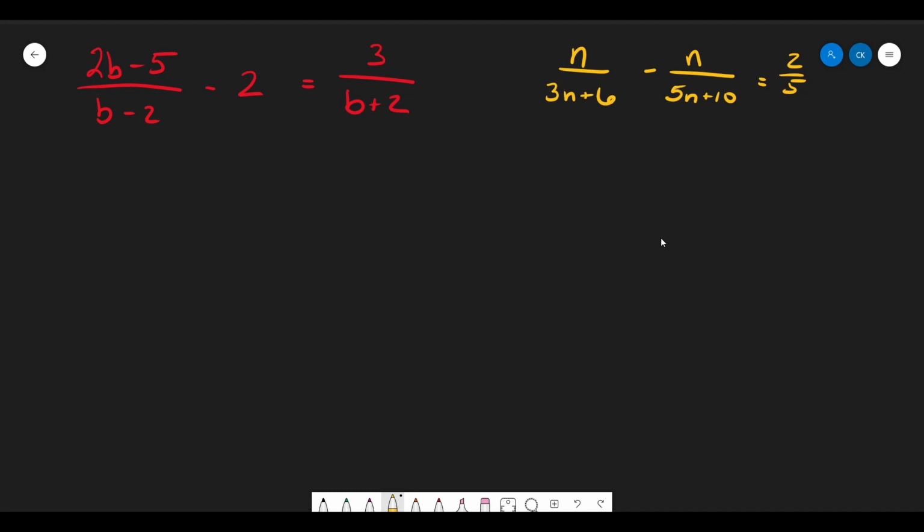Then step 2, multiply both sides by that least common denominator. Okay, and then you should be left with a nice simple algebraic equation that you can solve no problem. So again, take 5 minutes, do these two, and then come back, unpause it, and see if you got them correct.